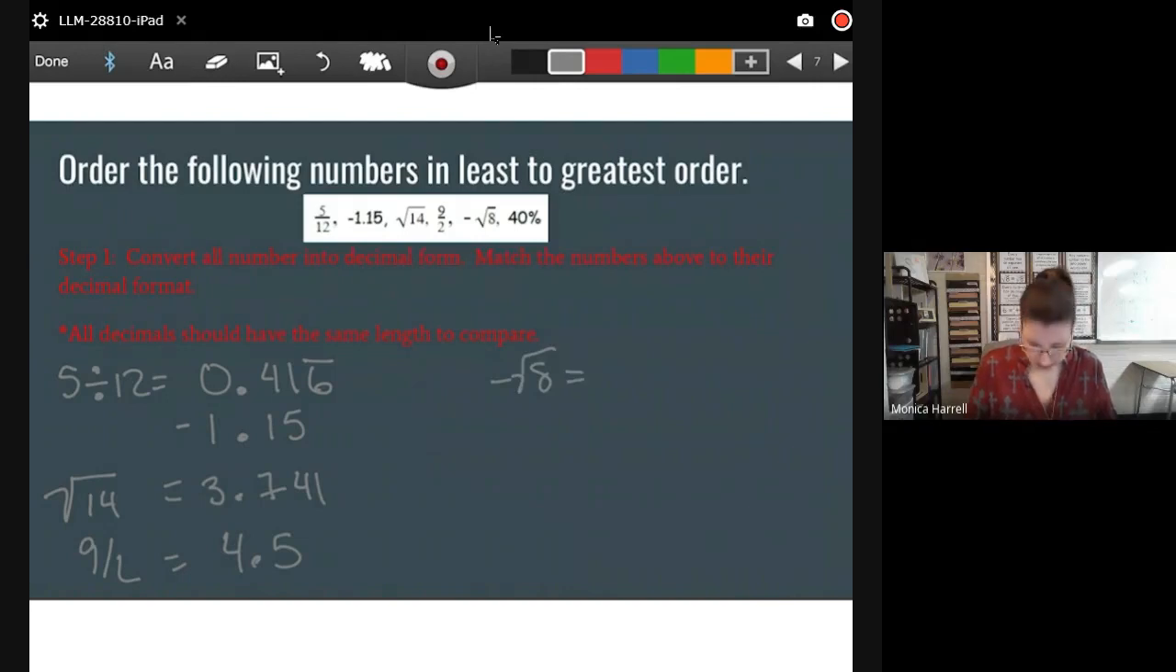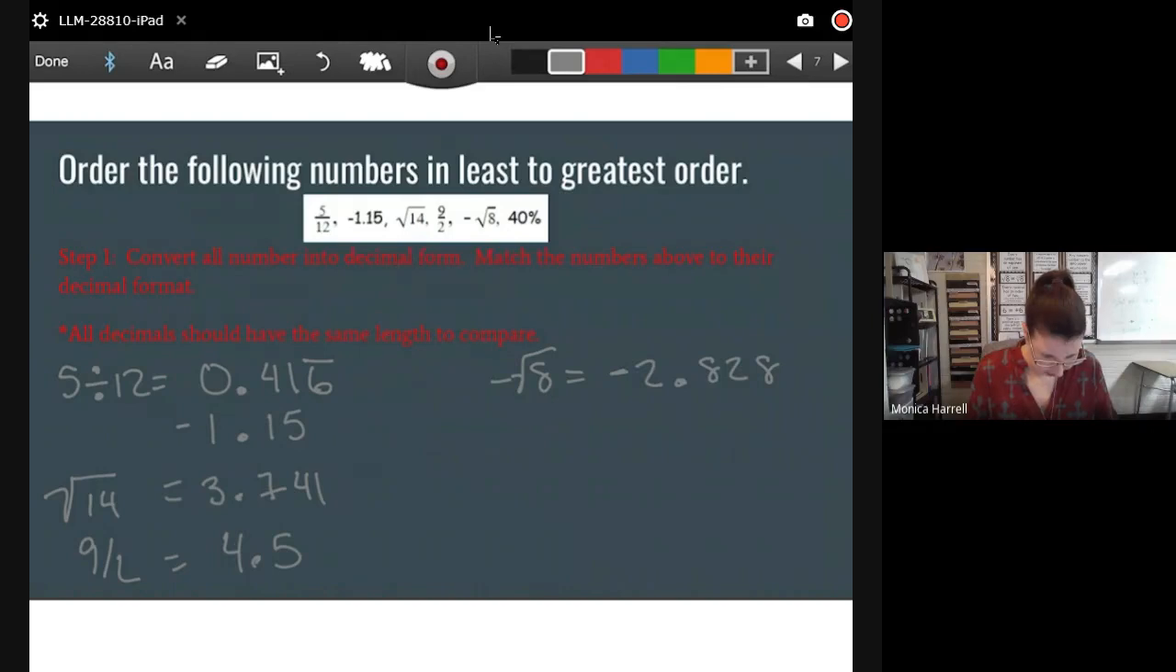The next one we have is a negative square root of 8. So that negative is going to hang out on the outside of the square root. We're going to go ahead and do the square root of 8. And that gives us 2.828. And again, it's not repeating, so I'm going to stop after 3 decimal spots.